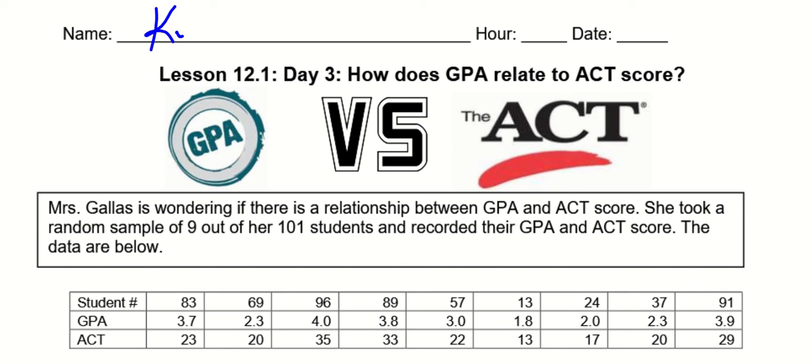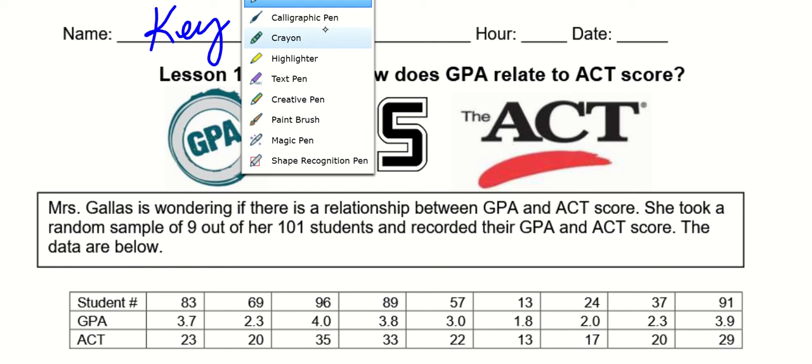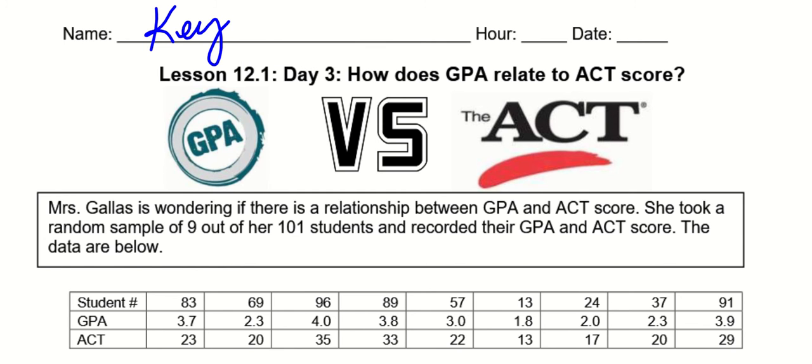Here's my test. Oh, look, I can write on this. So here we go. Mrs. Gallus is wondering if there's a relationship between GPA and SAT score. She took a random sample of 9 out of her 101 students and she recorded their GPA and ACT score. So let's look here at what's important for us to take note of. So we've got a random sample of 9, out of 101 students, and we are recording their GPA and their SAT score.